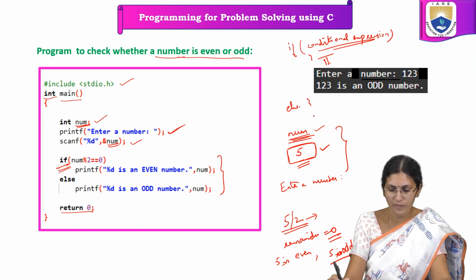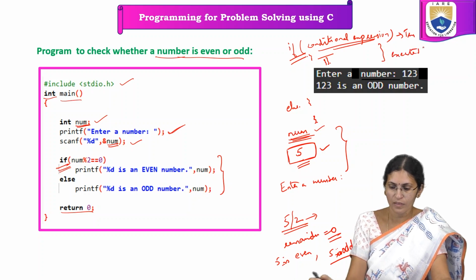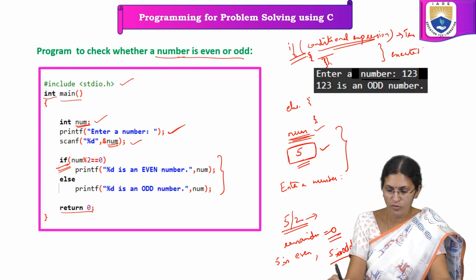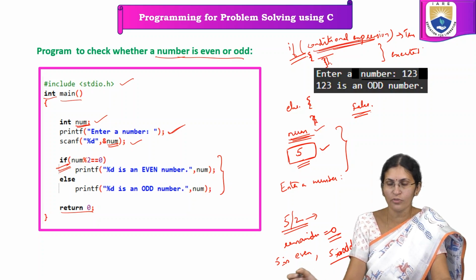Else, in the else part, if this condition becomes false, then whatever statements are inside these curly brackets will be executed. Now here we need to write the condition.